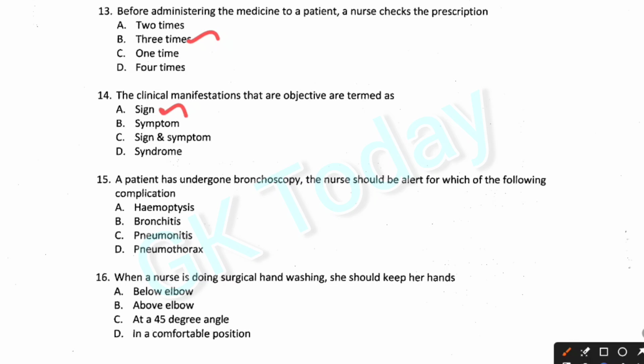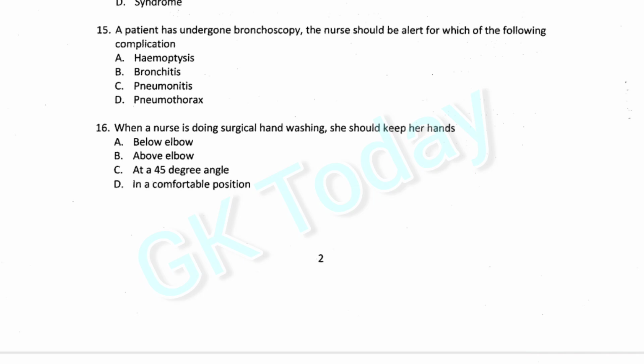Question number 15, a patient has undergone bronchoscopy. The nurse should be alert for which of the following complications? Correct option is option D, pneumothorax. A patient has undergone bronchoscopy. The nurse should be alert for which of the following complications? Pneumothorax. Correct answer is option D.